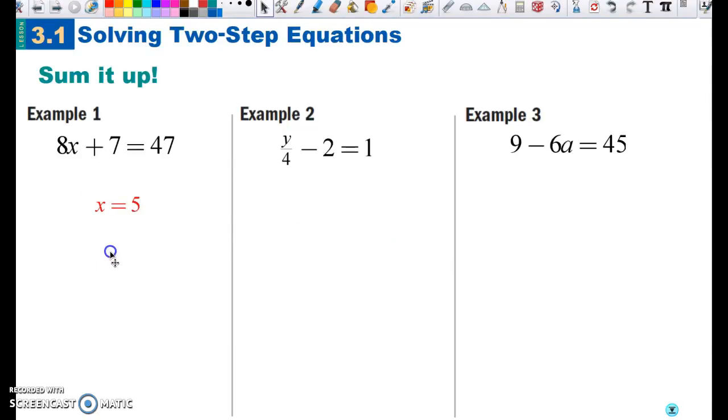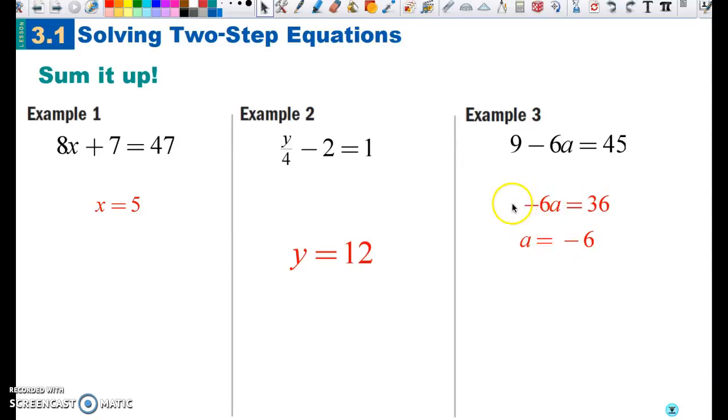X has to equal 5. Check your answer. For the second one, Y has to be 12 in example 2. Finally, A has to be -6 for example 3.